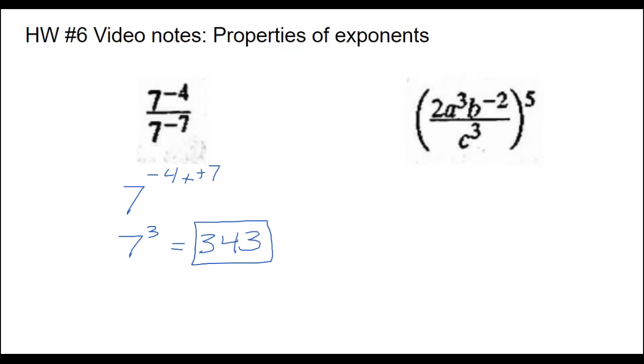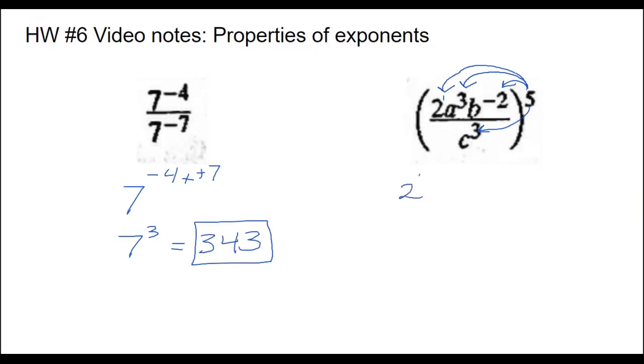Over here, we've got a lot of power to a power stuff. So I like to use the distributive property like arrows to make sure I distribute this 5 power to every single item in here, including this 2, which has an invisible 1 exponent right there, and down here. So let's go through and multiply that 5 times all those exponents.